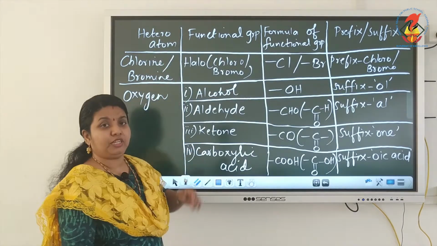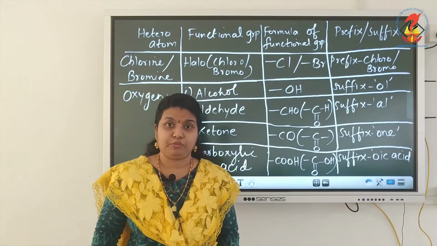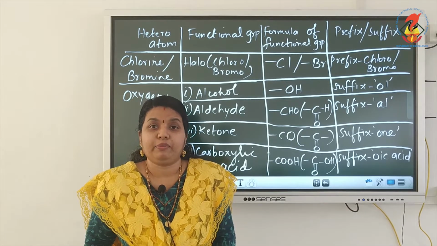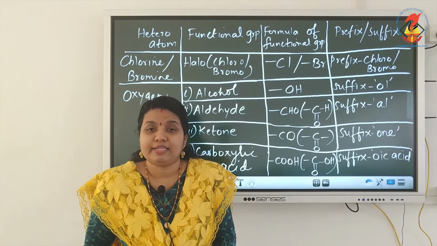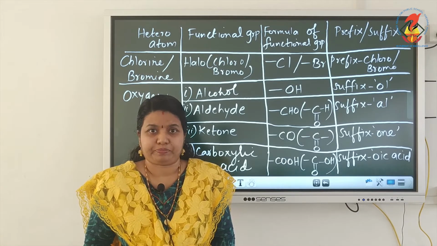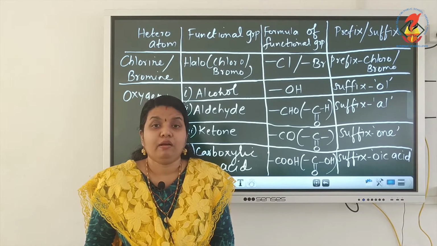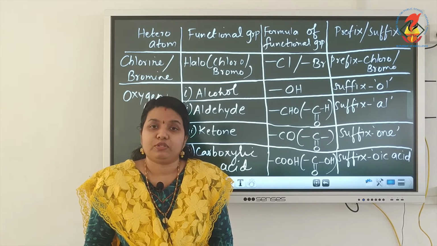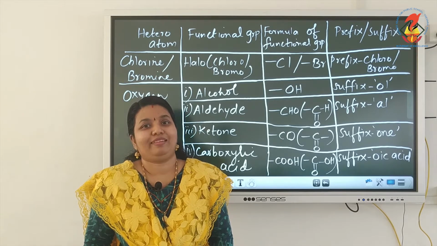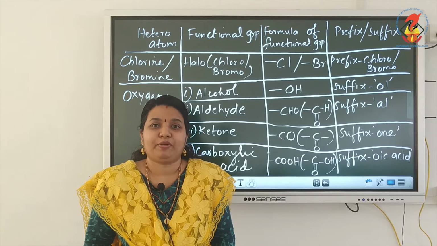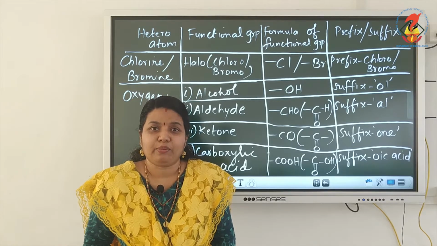Now, what is a functional group? An atom or a group of atoms which make a carbon compound reactive and decides its properties is known as a functional group. In a hydrocarbon chain, one or more hydrogen atoms can be replaced by atoms of other elements. These elements which replace the hydrogen atoms in a carbon compound are known as heteroatoms.